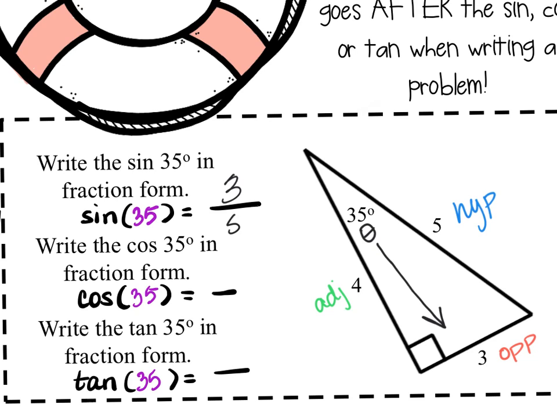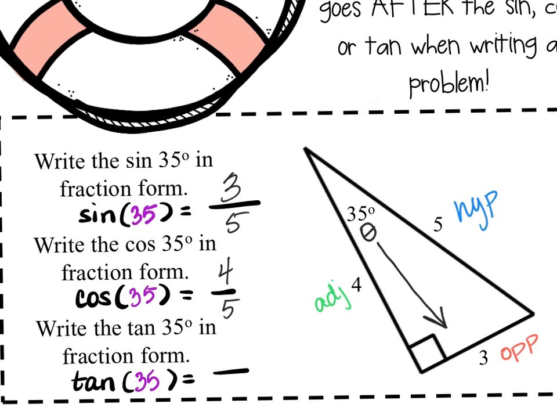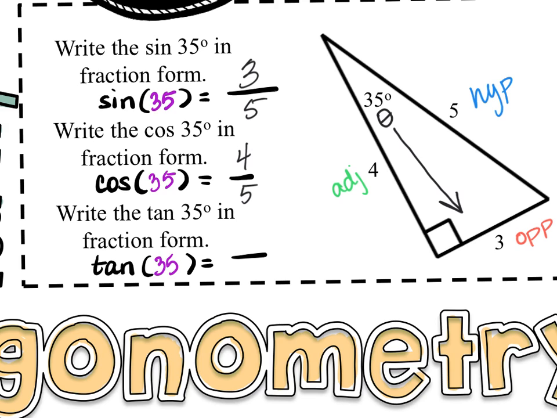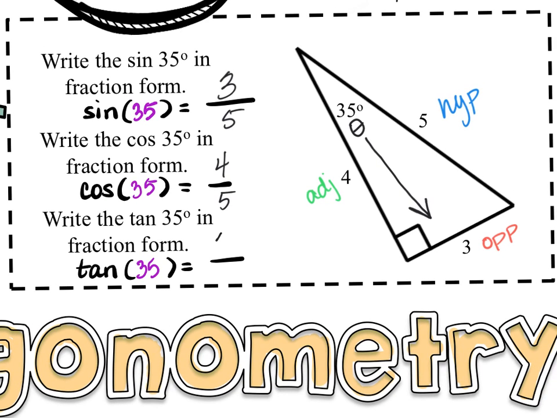Again, cosine I define as being the adjacent side over the hypotenuse. And so that will be 4 over 5. And then finally, tangent is going to be the opposite side length, which is 3, over the adjacent side length, which is 4.